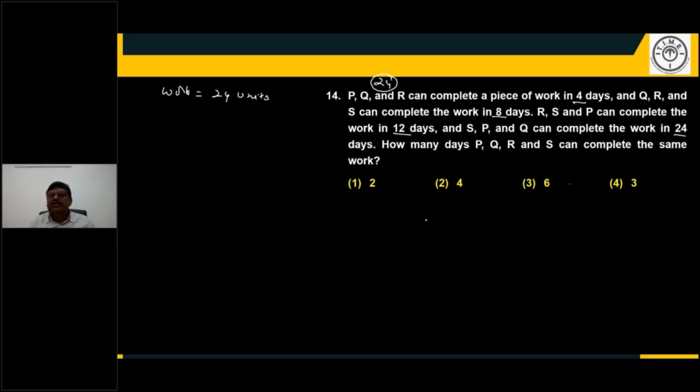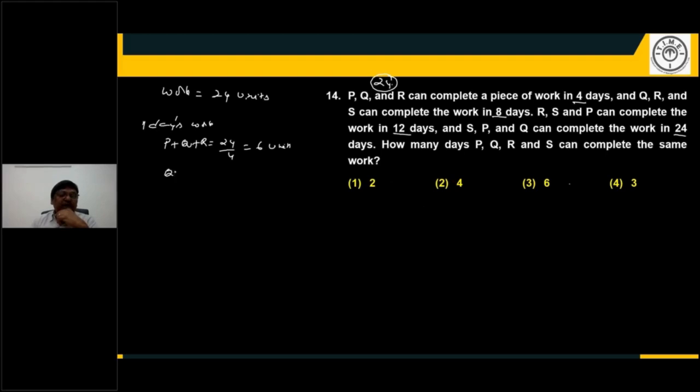So students, let's see. PQR can complete a piece of work in 4 days means, what is their 1 day's work? I want to write 1 day's work of P plus Q plus R. It will be 24 by 4, which is 6 units. Right, let's see, students, next.